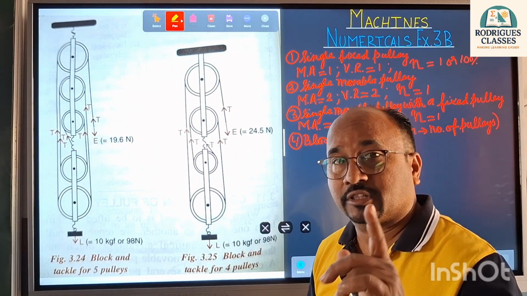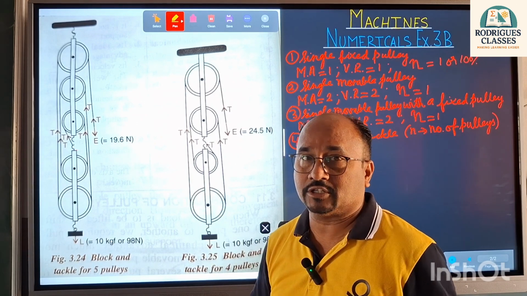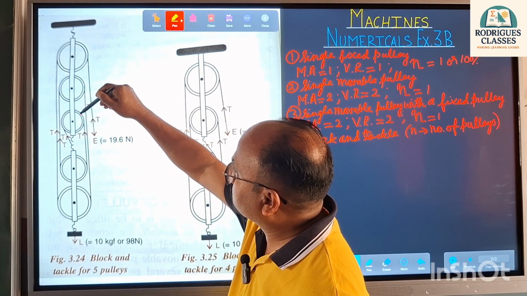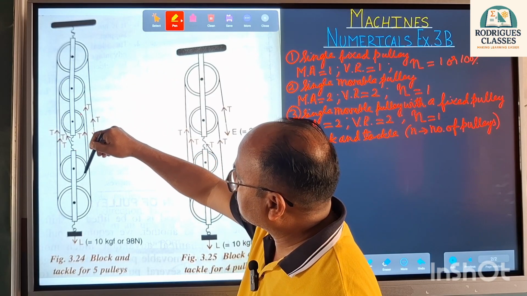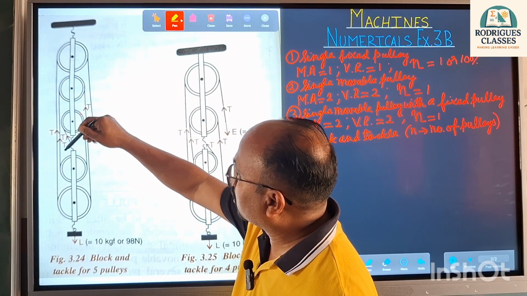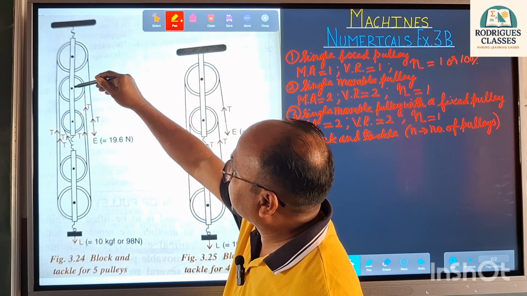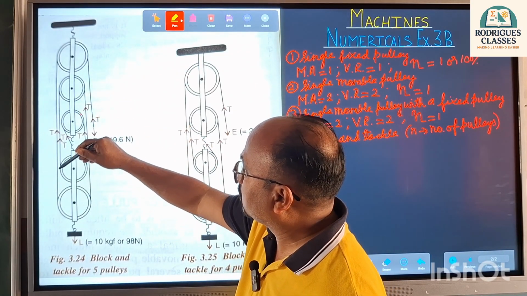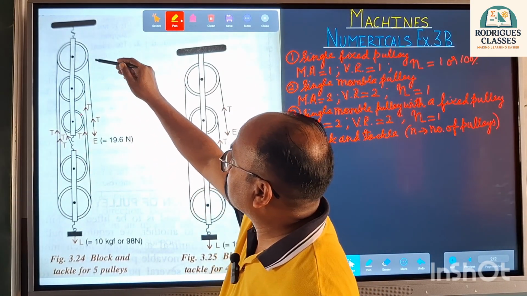This has to be remembered. This also gets asked in the examination. Okay. So of the lower one, it goes to this pulley and then comes down to the first pulley in the lower block. Then it goes to the second pulley in the upper block, comes down to the bottom pulley in the lower block, and then finally to the top block.